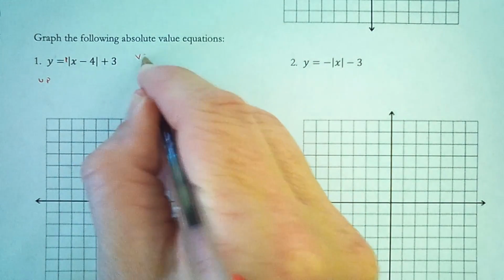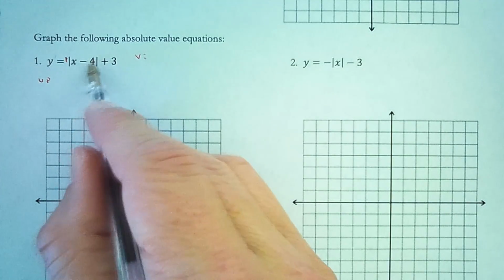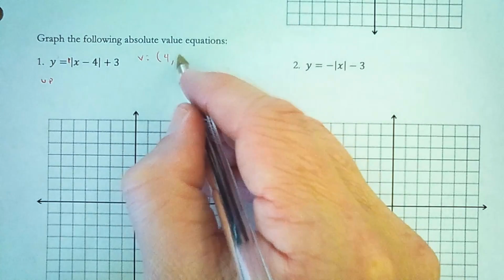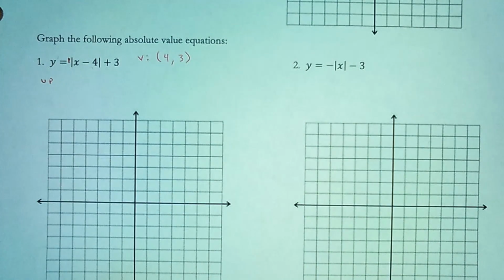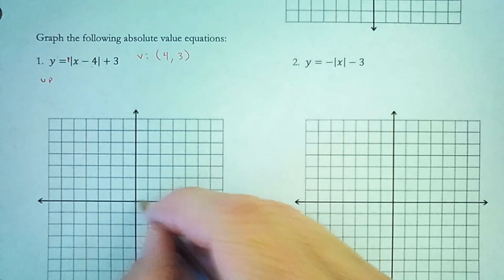The vertex is the opposite of what's here. So this is the opposite of h, which means h is positive 4. And here's k, 3. I only have to change the sign on that number right there. Okay, so the vertex is 4, 3. So let's graph that.